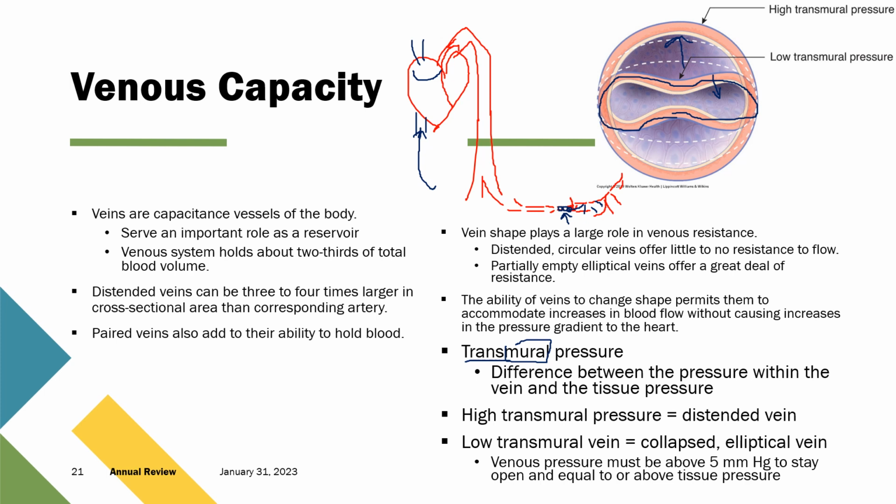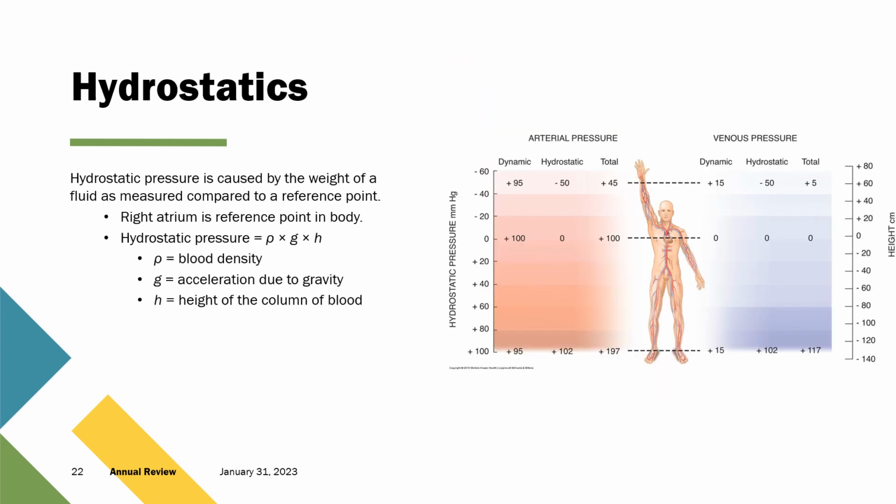So high transmural is pushing out, low transmural is pushing in, and it would be collapsed. That's the ability so that our body maintains some blood flow in all of our veins rather than just completely collapsing at certain times. It's that shape of the collapsed vein and that transmural pressure which can prevent that.